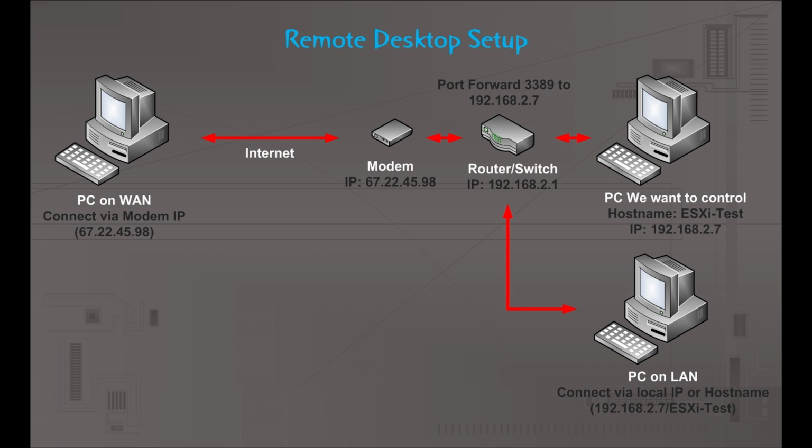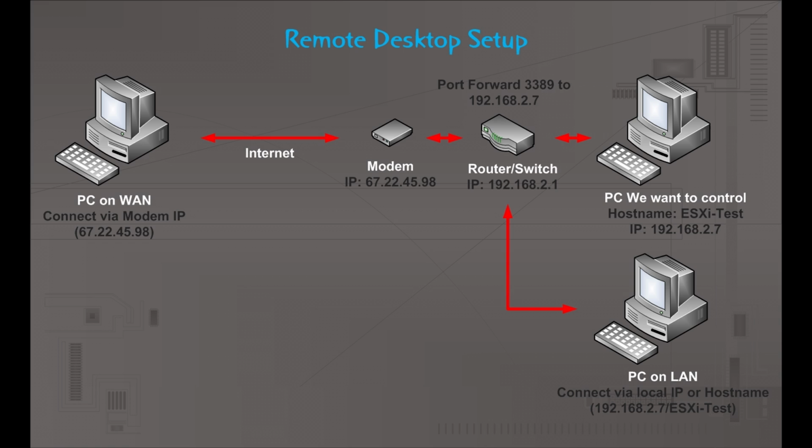You'll see on the diagram here, we have a LAN and we have a WAN. On the right hand side, we have the LAN. The PC on the top right is the PC that we want to control, and it has an IP address of 192.168.2.7. The only things that we have to do to this PC to set it up for remote desktop are: it has to have a user account with a password set. It has to have remote desktop enabled with a user assigned to it. The administrator is by default assigned to the remote desktop group. And we have to make sure that the firewall is open. The default port is 3389.